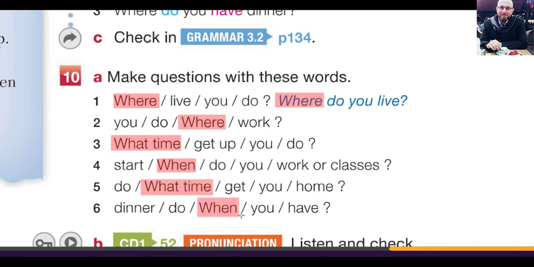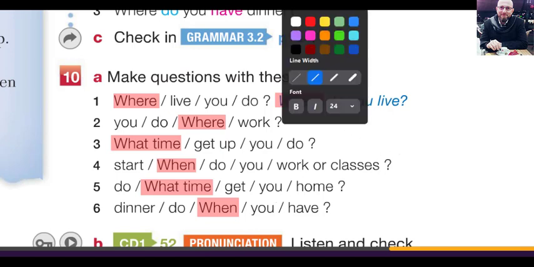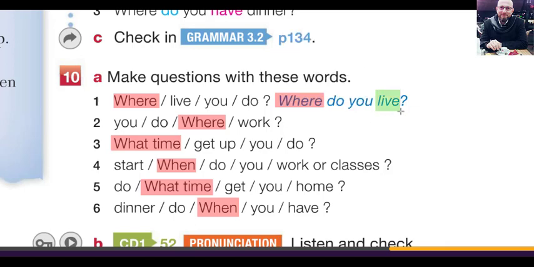Okay, now, where is the auxiliary? We know all of the auxiliary is do. Okay, the subject, all the subject is you. After that, the verb. Where is the verb? Live. Okay, here, work, get up, start, get, and have.